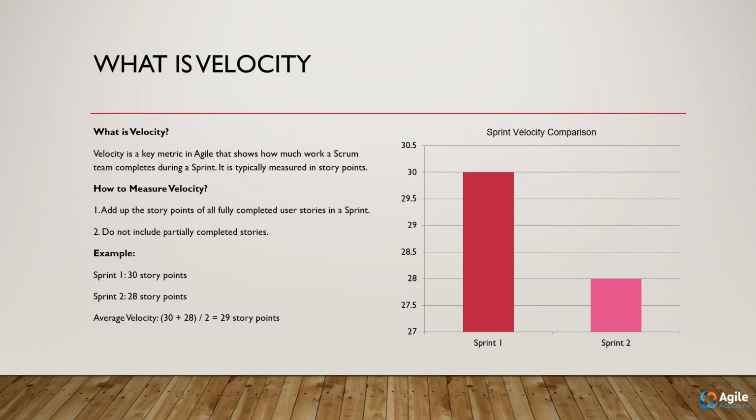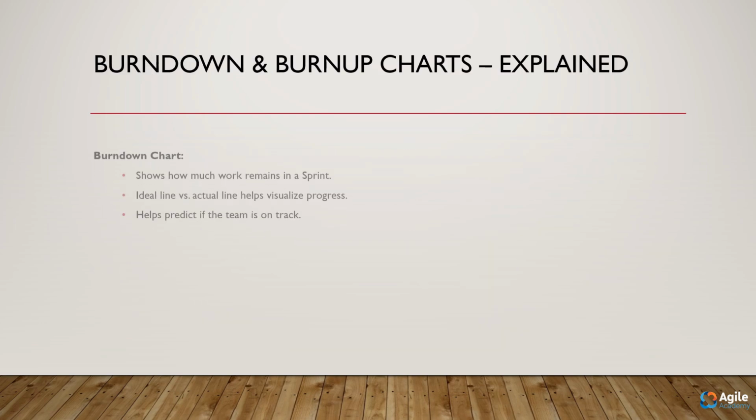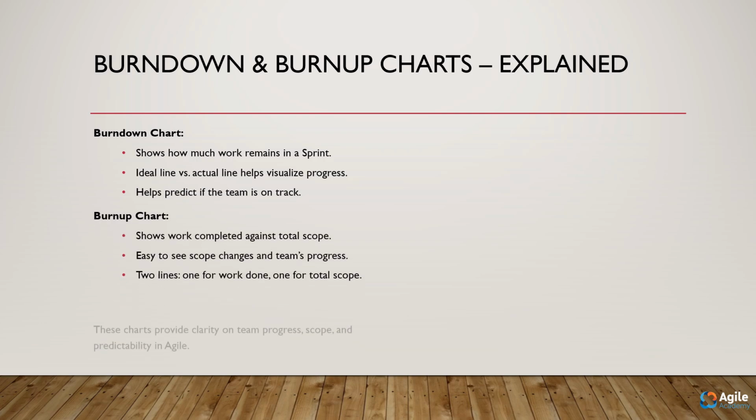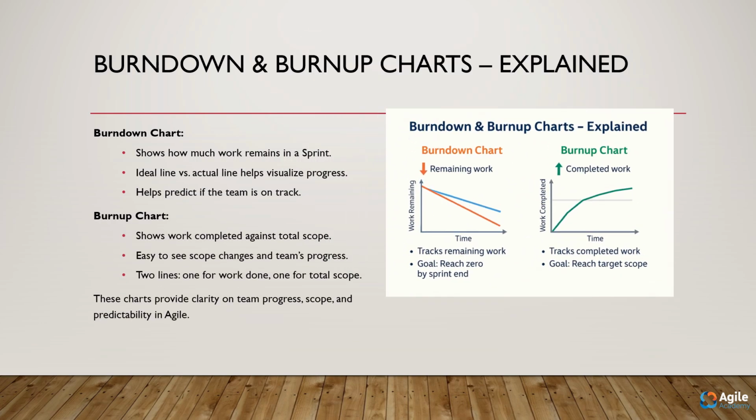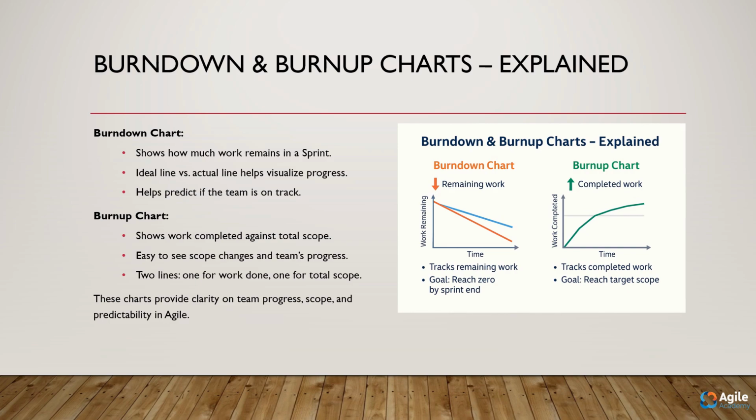Next, let's talk about visual progress tools, burn down and burn up charts. The burn down chart shows how much work remains in a sprint. It compares the ideal progress line with actual progress, helping teams assess if they are on track. On the other hand, the burn-up chart tracks how much work has been completed against the total scope. It clearly shows scope changes, making it easier to spot when new work has been added. Together, these charts give clarity on progress, scope, and predictability.